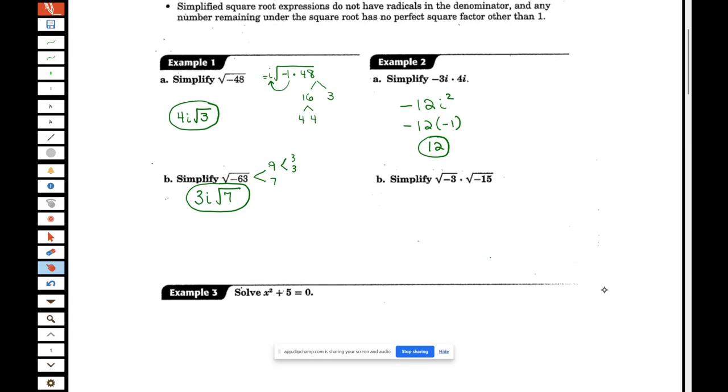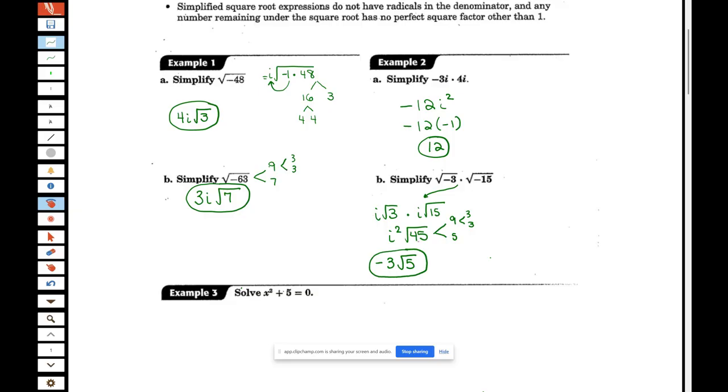For part B, we have to be careful about how we do this, because if we do this two different ways, we get two different answers. One of the ways I could do it is to simplify first and call this one i root 3, and then this one would be i root 15. If we do it that way, then we get i squared root 45. i squared is -1, and root 45 is 3 root 5. So 3 times -1 would be -3, and then the 5 would be left inside the radical.